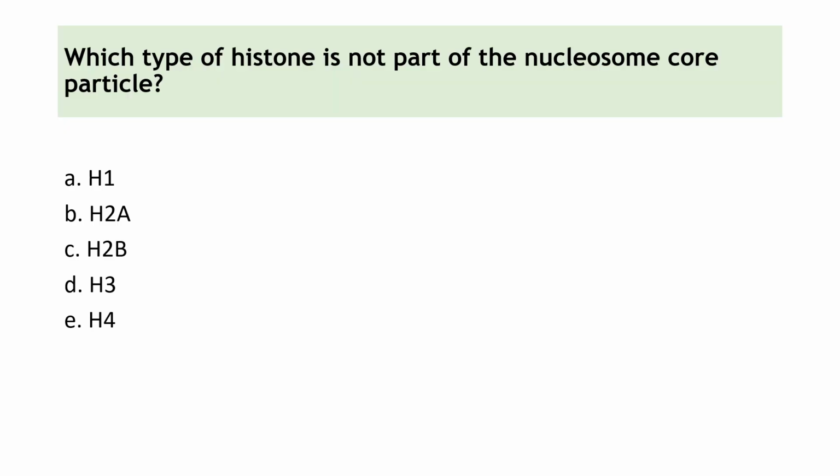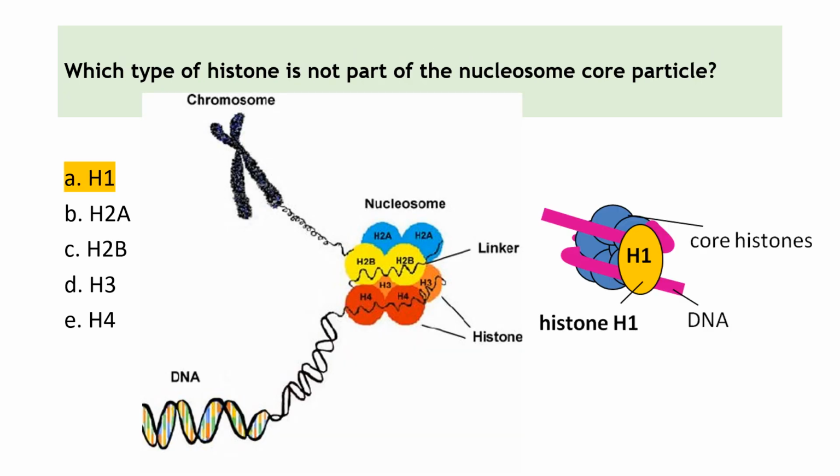Okay, so now the question is, which type of histone is not part of the nucleosome core particle? Here you have all these H1, H2, all of them standing for histone. I want you to think about all the things that you have read from the textbook or seen in the video lectures and try to answer this question. You can stop the video now. If not, I will answer it in a second. Okay, so here it's pretty easy. The answer will be H1.